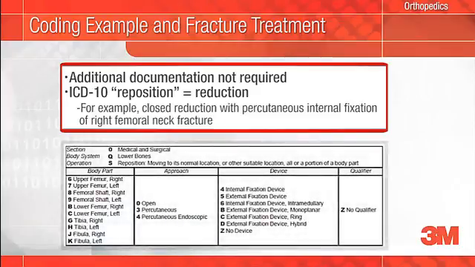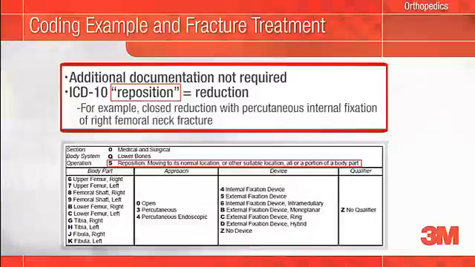Here is the table the coder will use to construct a code for fracture reduction of some of the lower bones. Note that the ICD-10 uses the terminology of reposition instead of reduction to describe this procedure. You won't have to change your vocabulary. The coder will know that the fracture reduction procedures are classified to the ICD-10 term reposition. For example, the code for closed reduction with percutaneous internal fixation of a right femoral neck fracture is 0QS634Z.